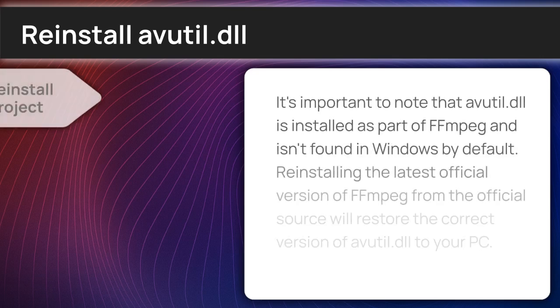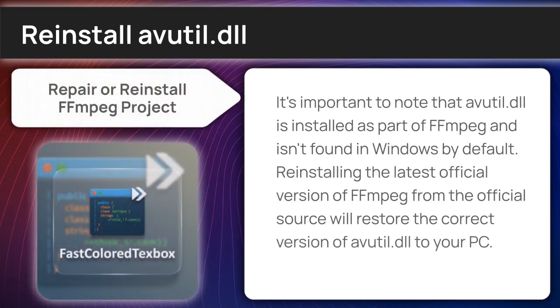Because the Avutil.dll is required by FFmpeg to initialize correctly, a standard repair is needed. Reinstalling the official version of FFmpeg ensures all required application DLLs are restored to their proper paths.